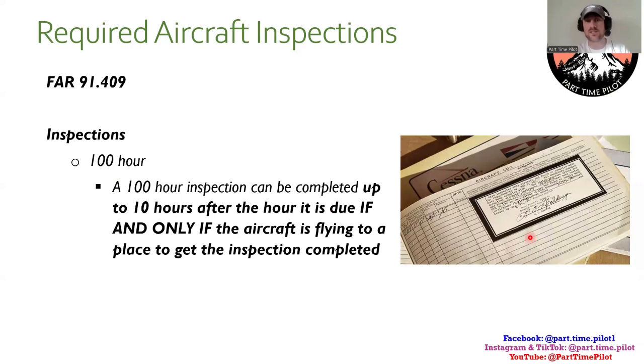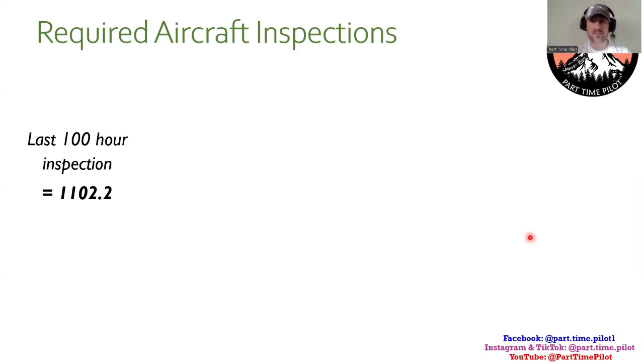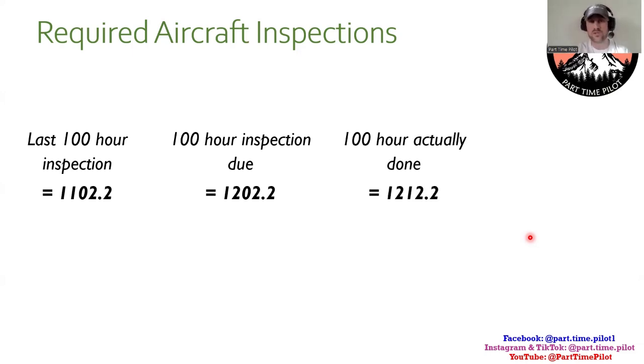Okay, a 100-hour inspection can be completed up to 10 hours after the hour it is due, if and only if the aircraft is flying to a place to get the inspection completed. So, what does this mean? Let's do an example. Say your last 100-hour inspection was completed with your Hobbs meter saying 1102.2. So, your aircraft engine has been running for 1102.2 hours. You get a 100-hour inspection at that time. So your next 100-hour inspection would be due 100 hours from then. So 1102.2 plus 100 is 1202.2. So that's when it's due.